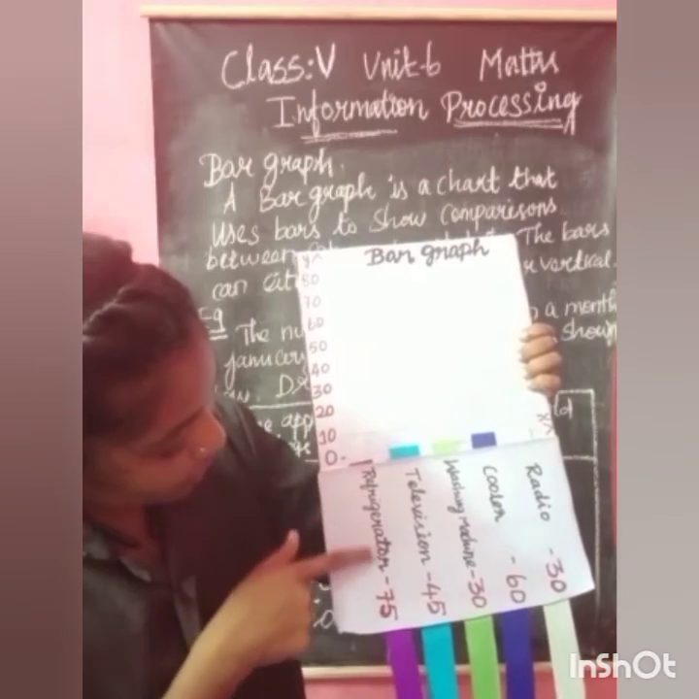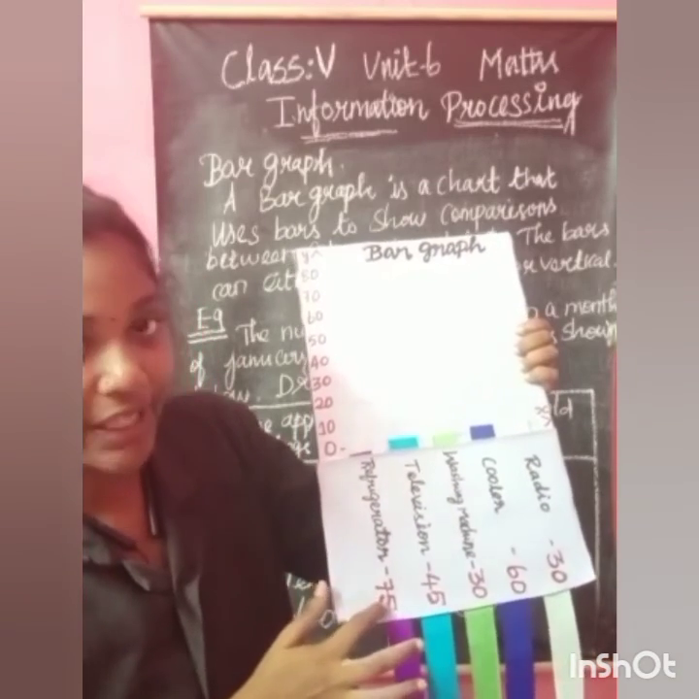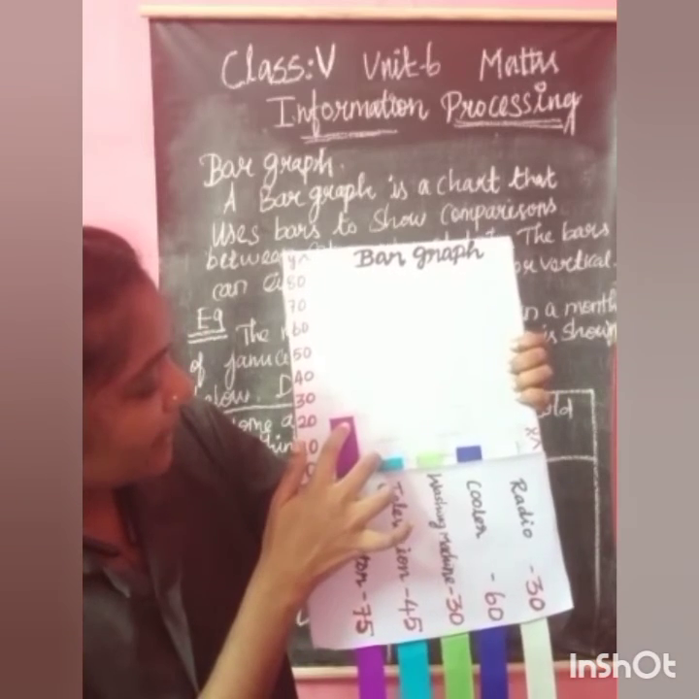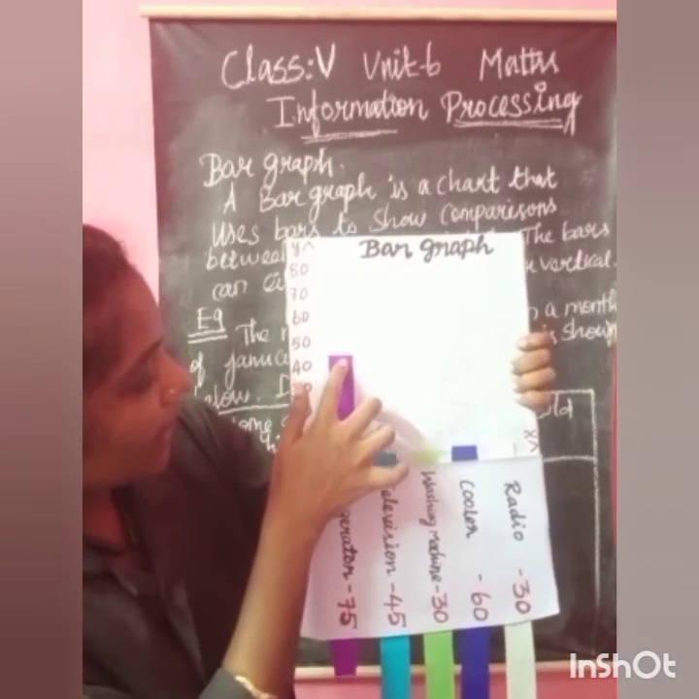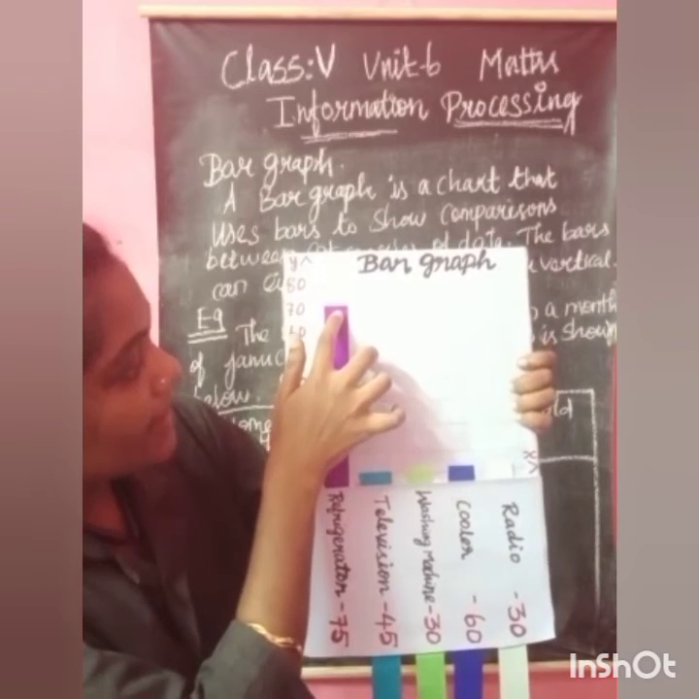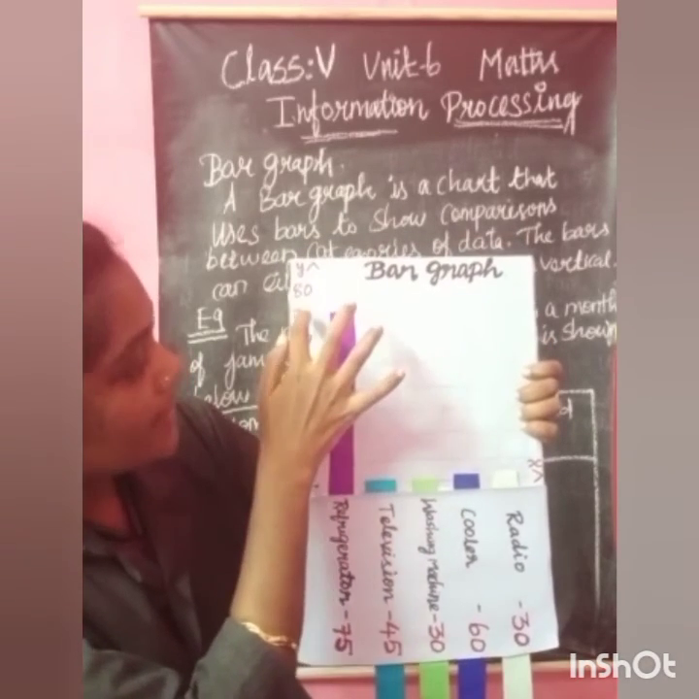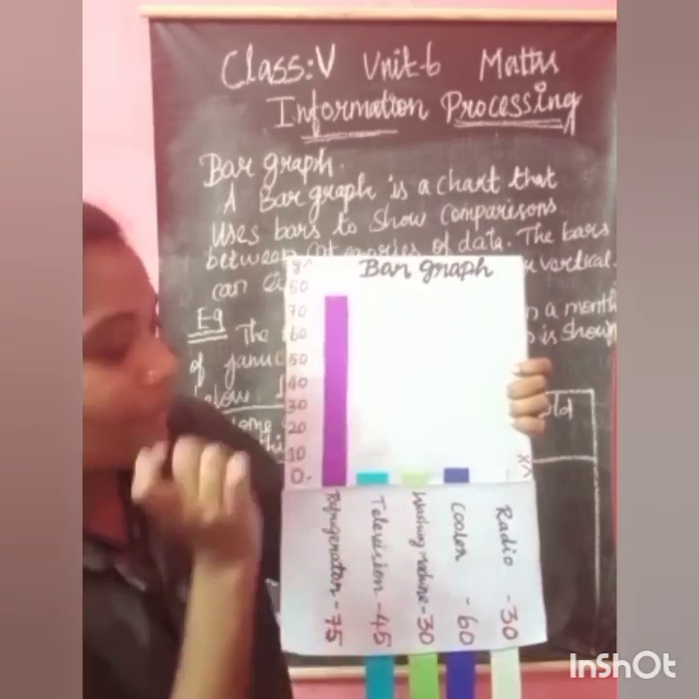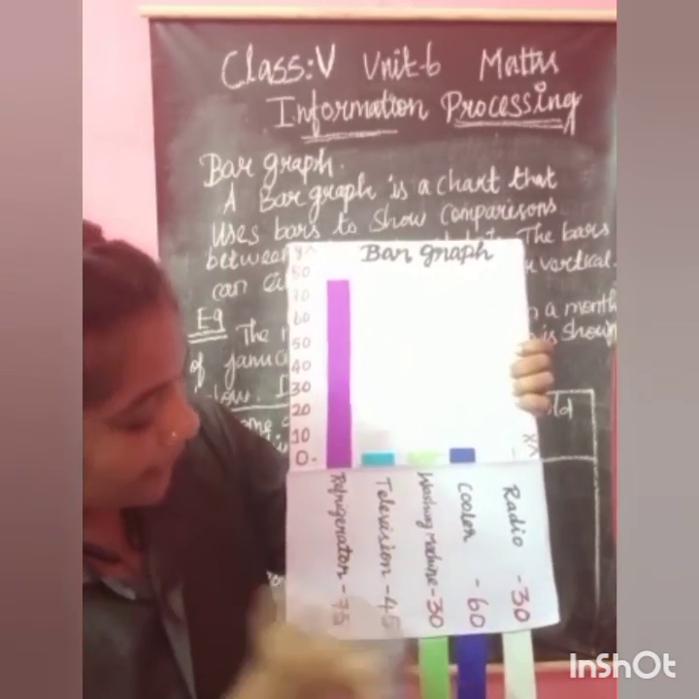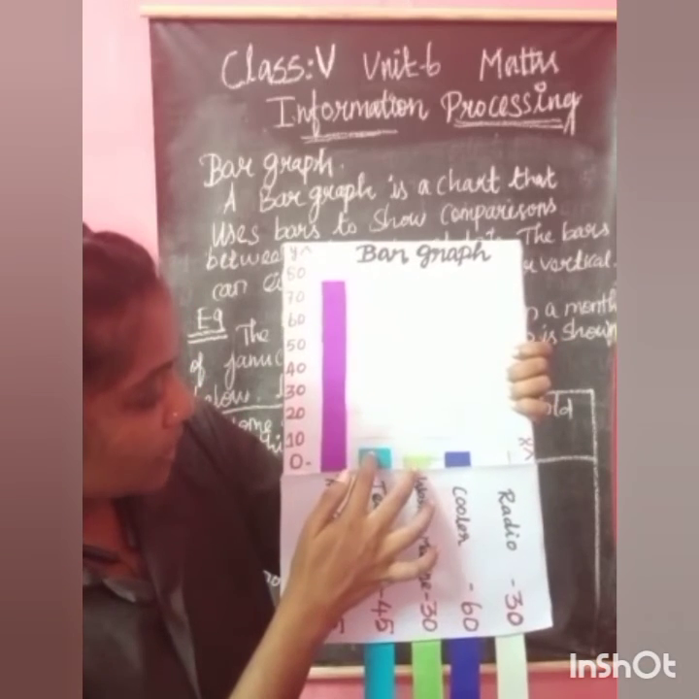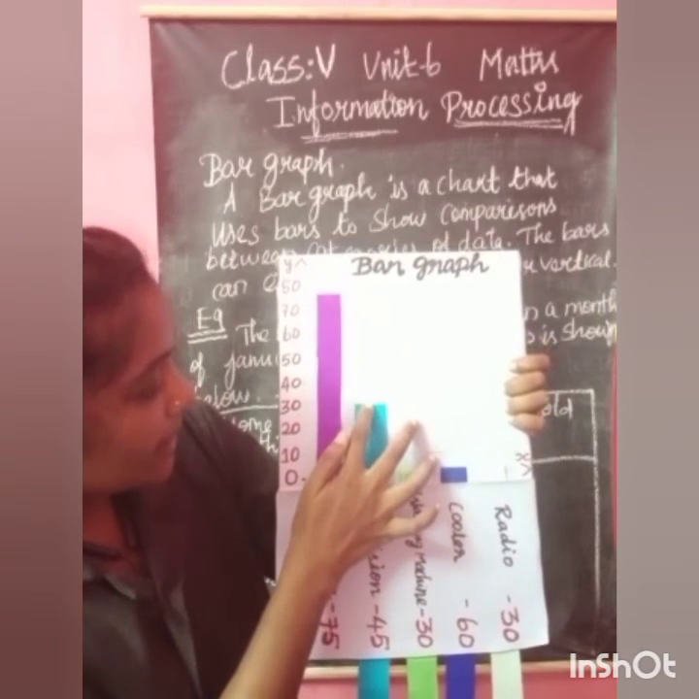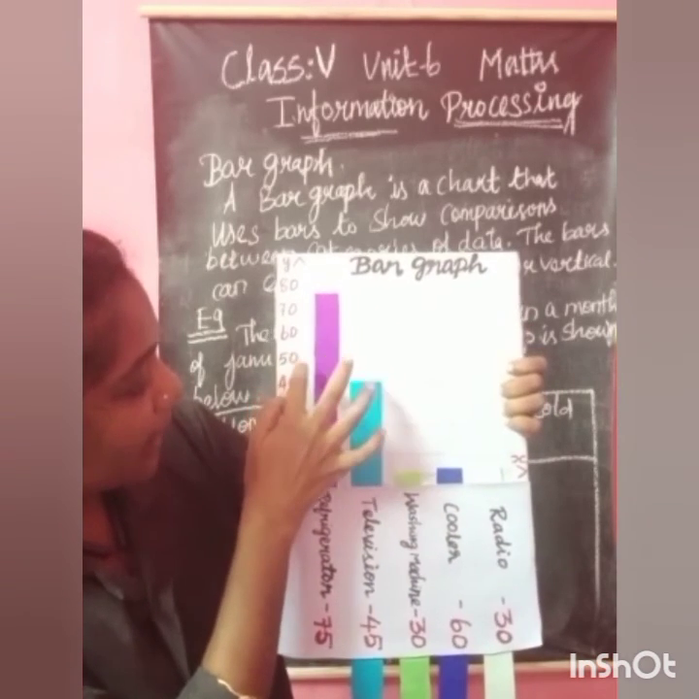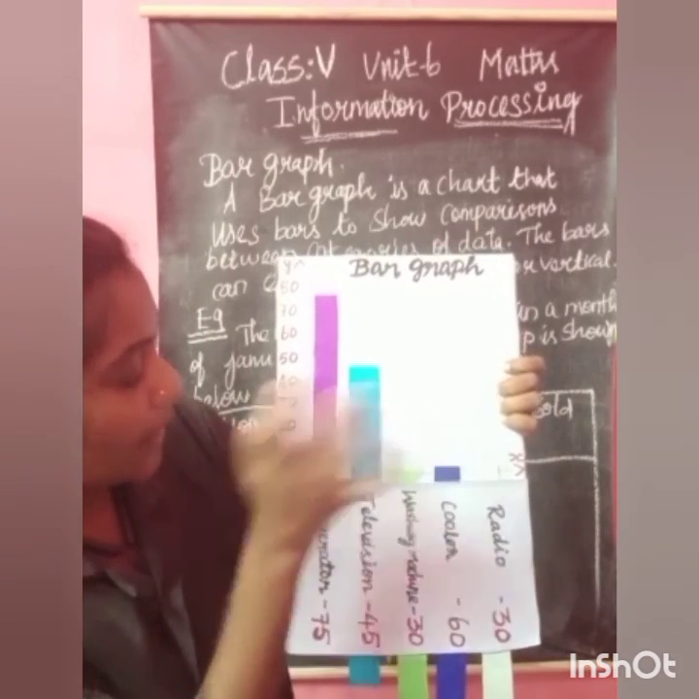Next, first draw the refrigerator. It is 75. So 10, 20, 30, 40, 50, 60, 70. 75 is what? Between 70 and 80, the in-between number is 75. Next, television is 45. So 10, 20, 30, 40. So 45 is between 40 and 50, the in-between number is 45.